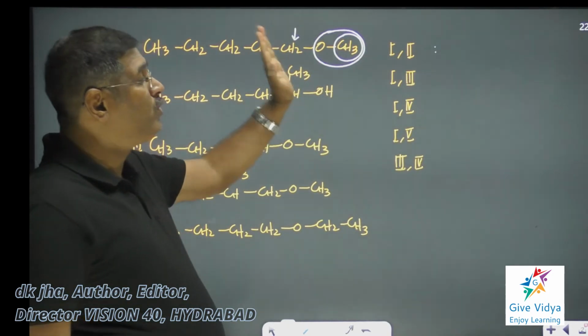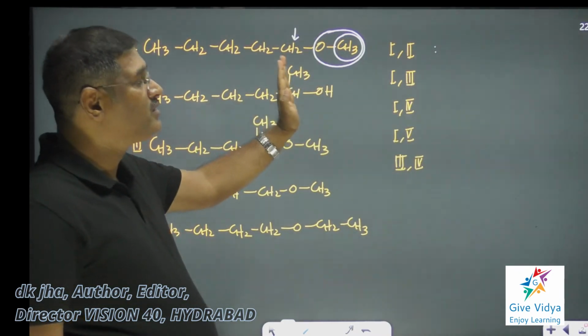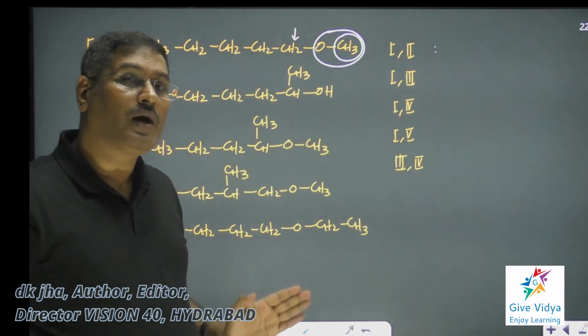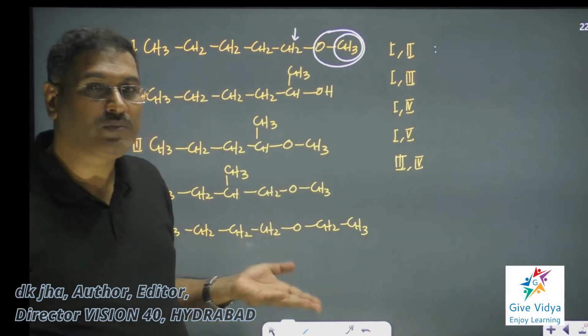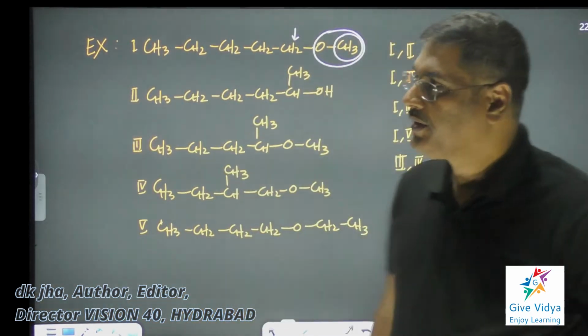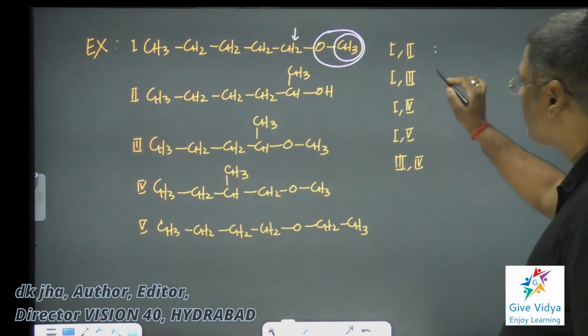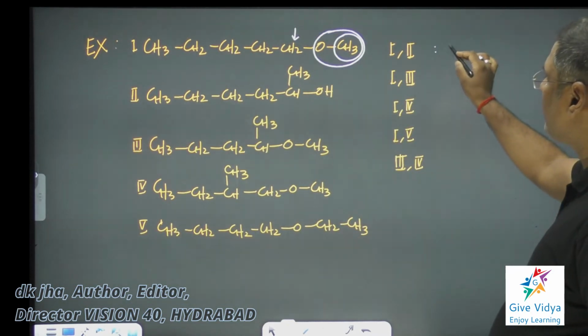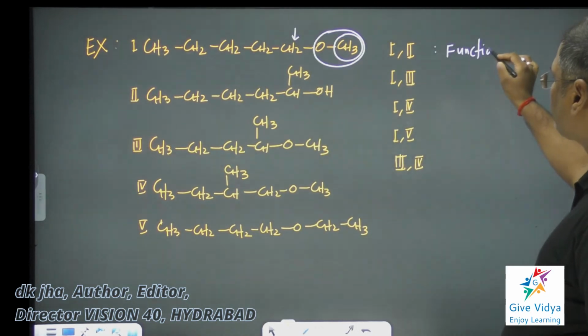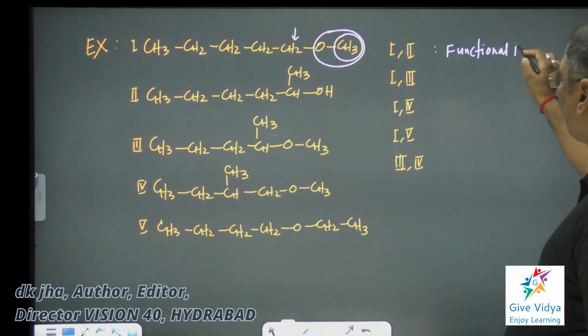This is no more ether. This one is no alcohol. So 1 and 2 are functional isomers, not position isomers. So here 1 and 2, what are these two? Functional isomers. Very good. Functional isomers. Good.